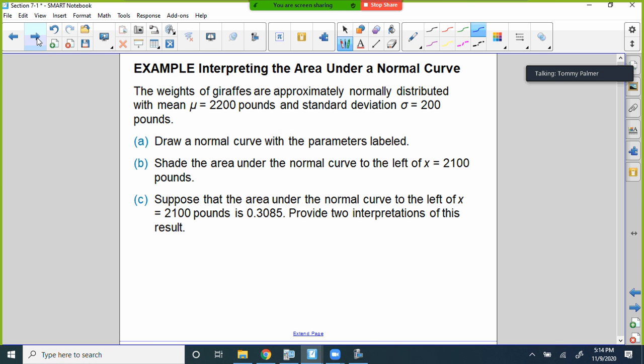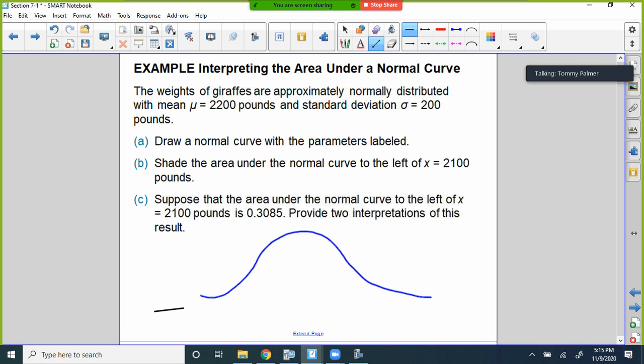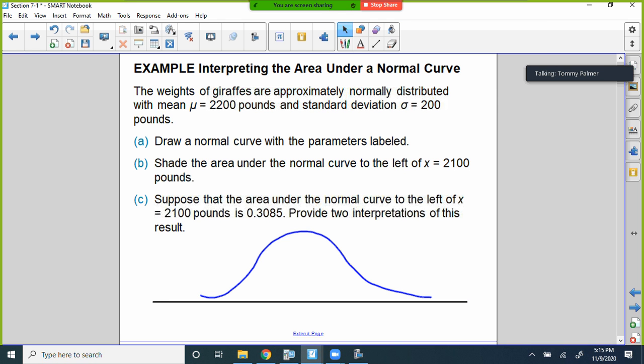Interpreting the area under a normal curve. So if we say the weights of giraffes are approximately normally distributed with a mean of 2,200 pounds and a standard deviation of 200, what the heck does that really mean? Just bear with me, this is a rough sketch, and this is symmetrical, okay? So this is the mean, and the mean is 2,200, right?